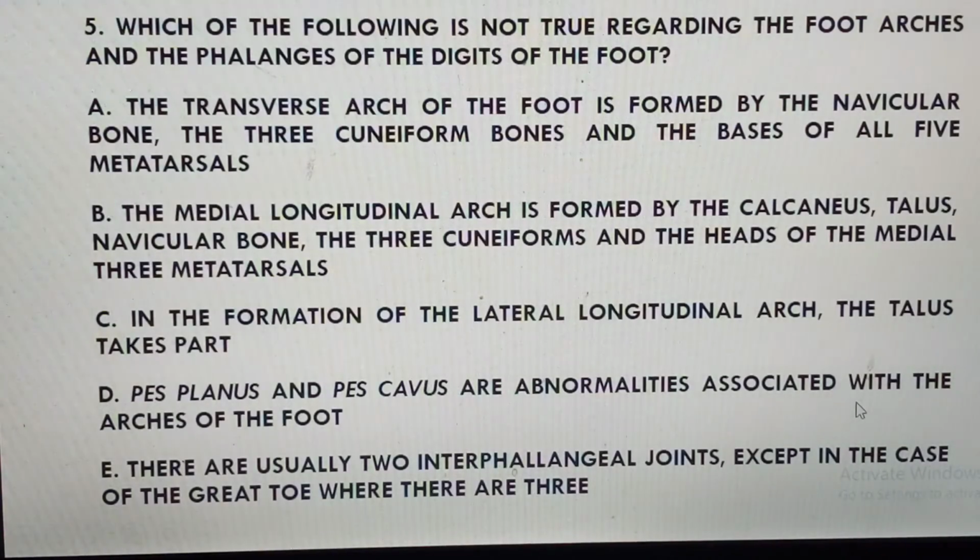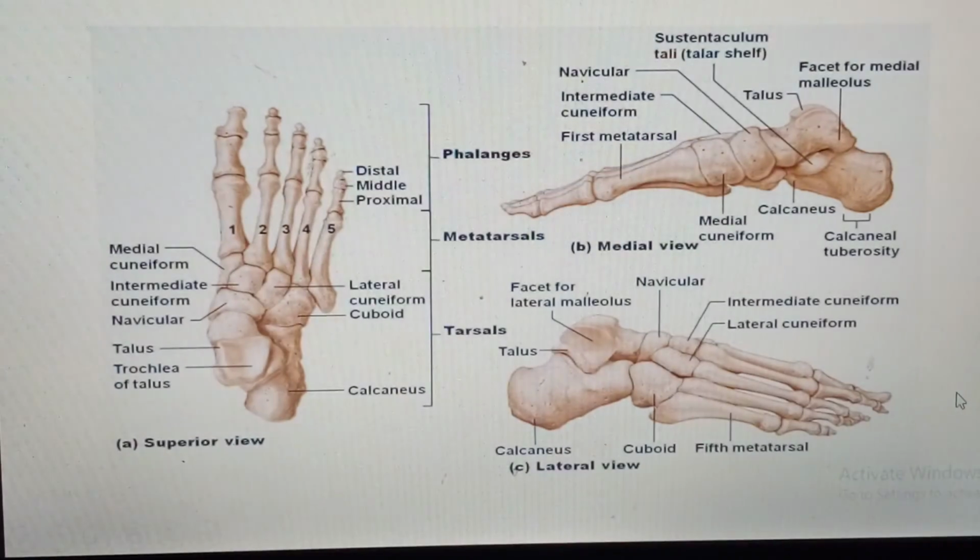Now option E says there are usually 2 interphalangeal joints, except in the case of the great toe where there are 3. Now there's a false statement. Yes, there are usually 2 interphalangeal joints, except the first one, which is the great toe, where there is going to be only one. So it means 2 statements are false, option C and of course option E. So let's justify that.